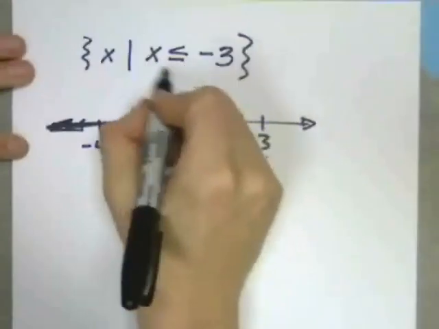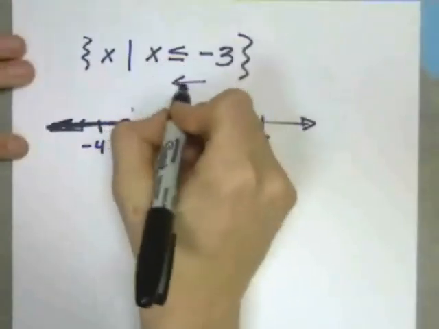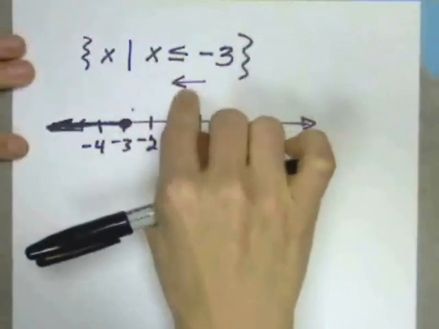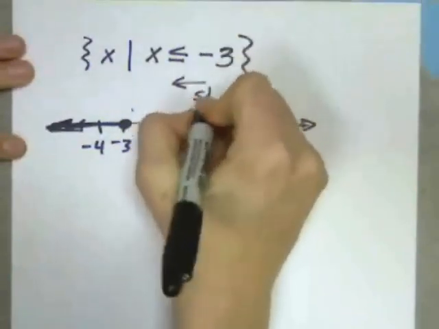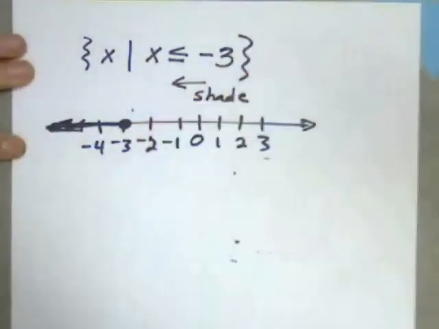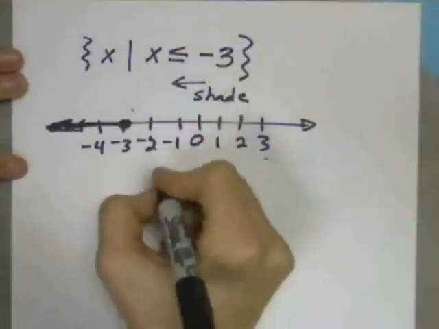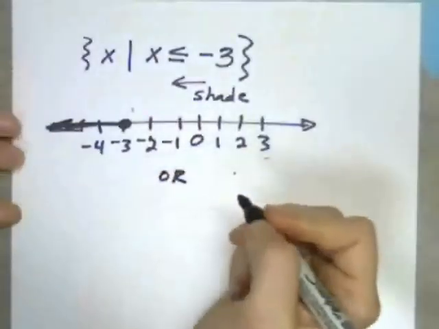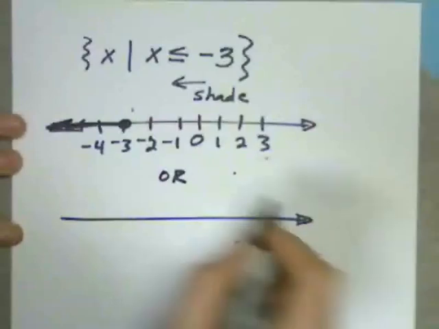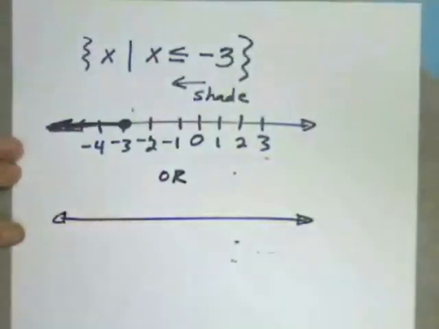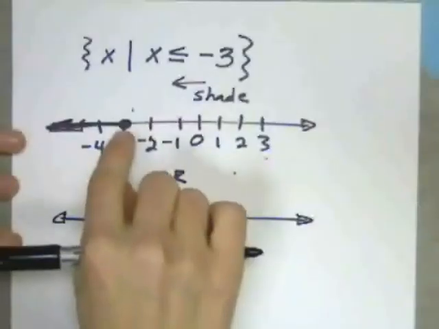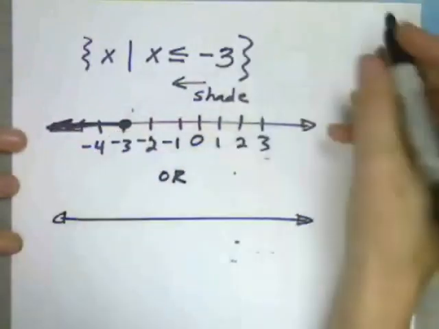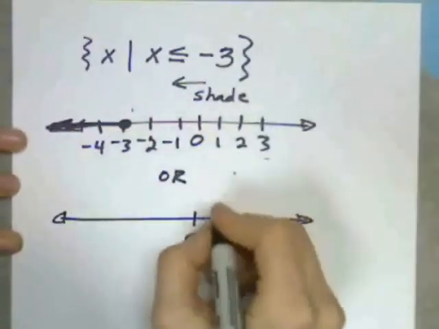When I've got the X written on the left-hand side, I can also look at this as being an arrow. Hey, shade that way. Again, if I wanted to use different notation, if I wanted to use my parentheses versus my brackets, in this case, since it's a closed circle, it would be a bracket.